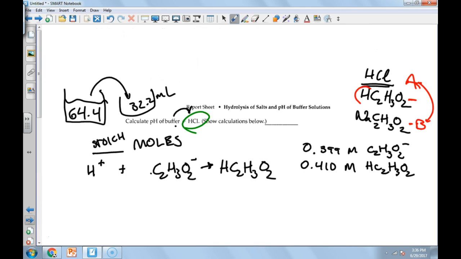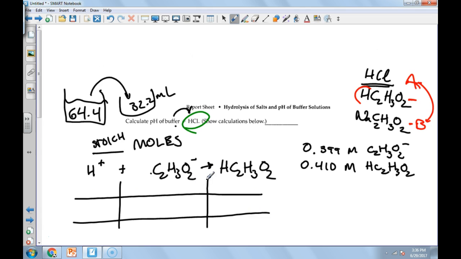Okay, acetate, acid. But now keep in mind that, just like the last time, we're doing a dilution. A what? A dilution, because we didn't just have 32.2 milliliters of this, then we added 1 milliliter of HCl, so we actually have a total of 33.2 milliliters.